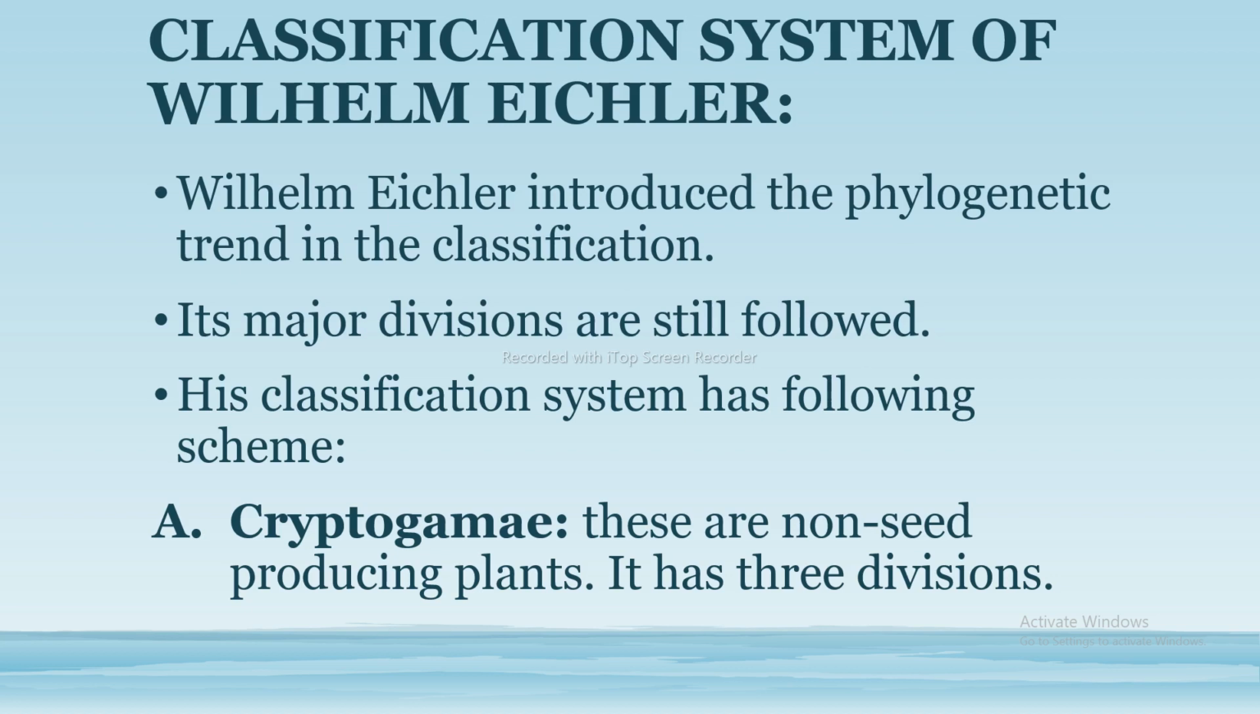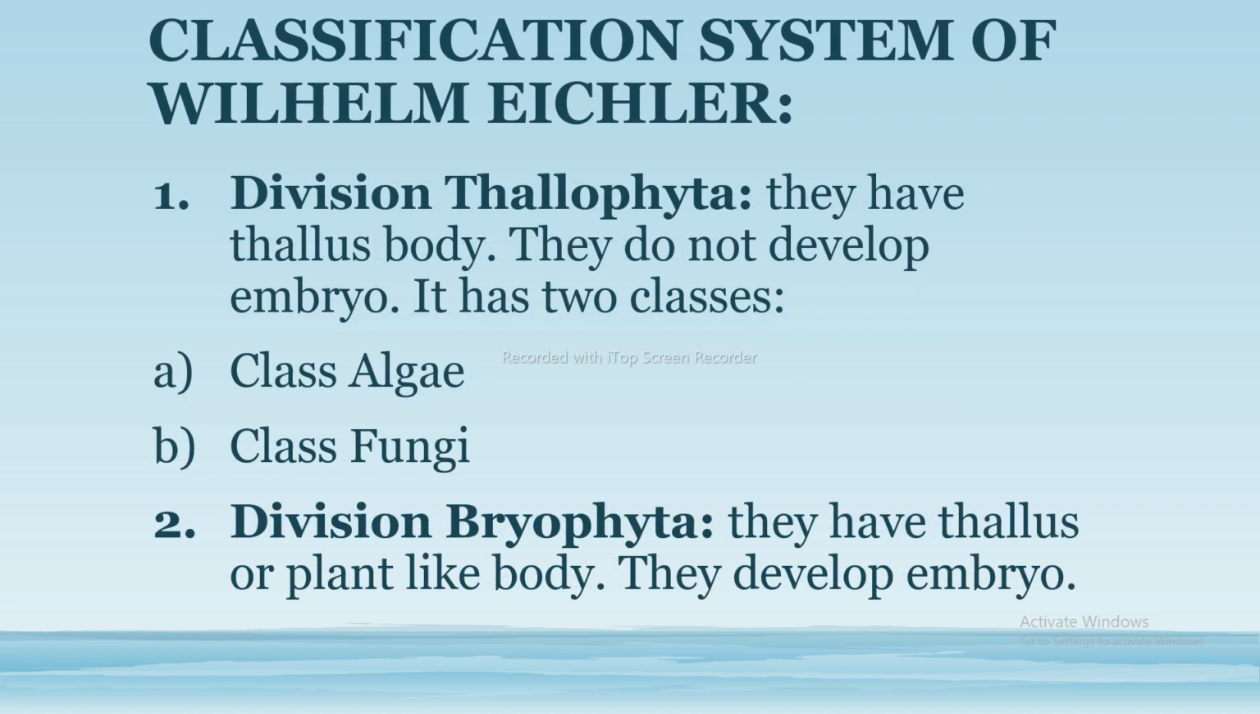First is Cryptogamy. These are non-seed producing plants and it has 3 divisions. The first division is called Thallophyta. Thallophyta has the thallus body. They do not develop the embryo and it has 2 classes. The first class is algae and the second class is fungi.